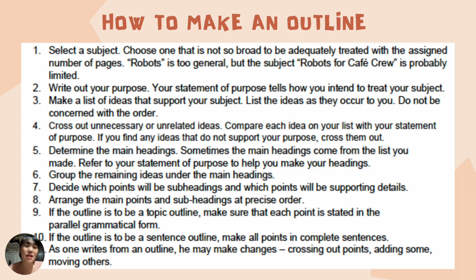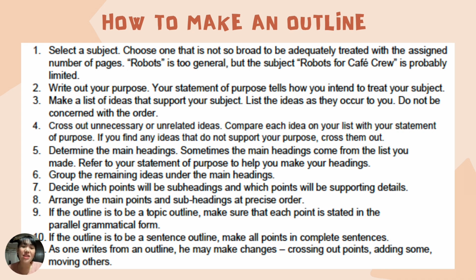5. Determine the main headings. Sometimes the main headings come from the list you made. Refer to your statement of purpose to help you make your headings. 6. Group the remaining ideas under the main headings. 7. Decide which points will be subheadings and which points will be supporting details. 8. Arrange the main points and subheadings in precise order.